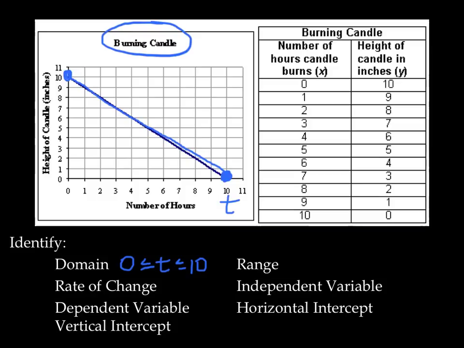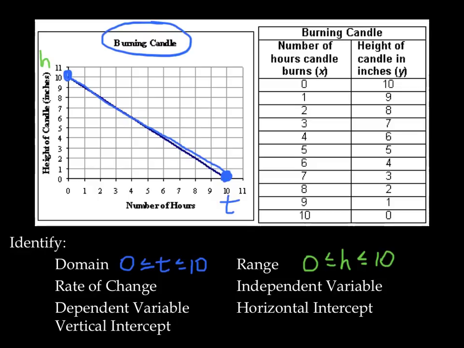For the range, that would be the height of the candle, which we'll call h. The range goes from 0 inches all the way up to 10 inches. The height of the candle at any given time in the burning is anywhere between 0 and 10 inches tall.